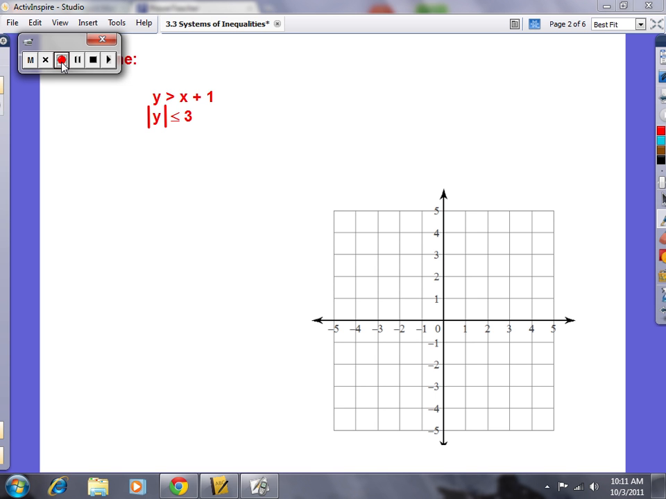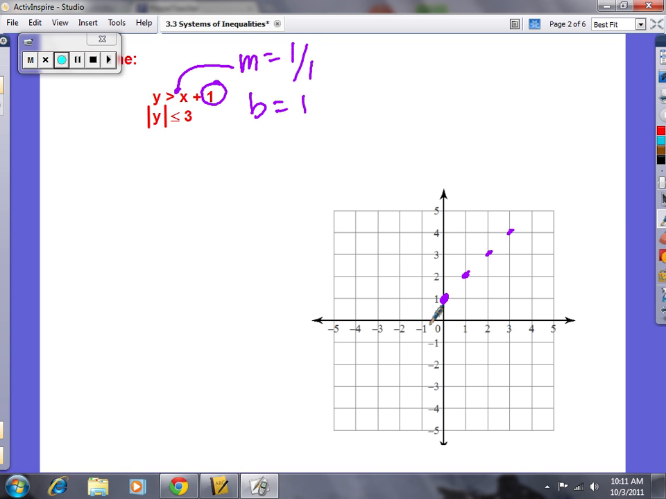Okay, your first one. Your m and your b. M is always the number in front of x, the number times x, so your m is 1 over 1. B is the number out by itself with no variable, so b is 1. So on the y-axis you got a dot at 1. Go up 1 over 1, up 1 over 1, up 1 over 1, down 1, left 1.